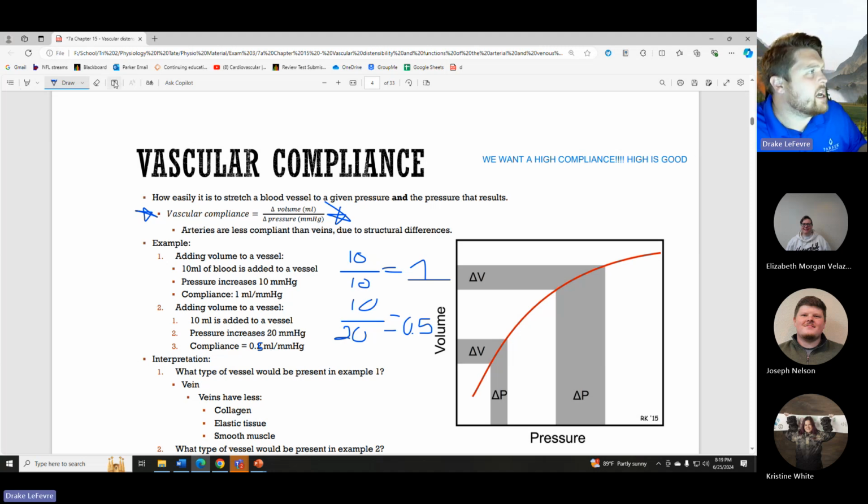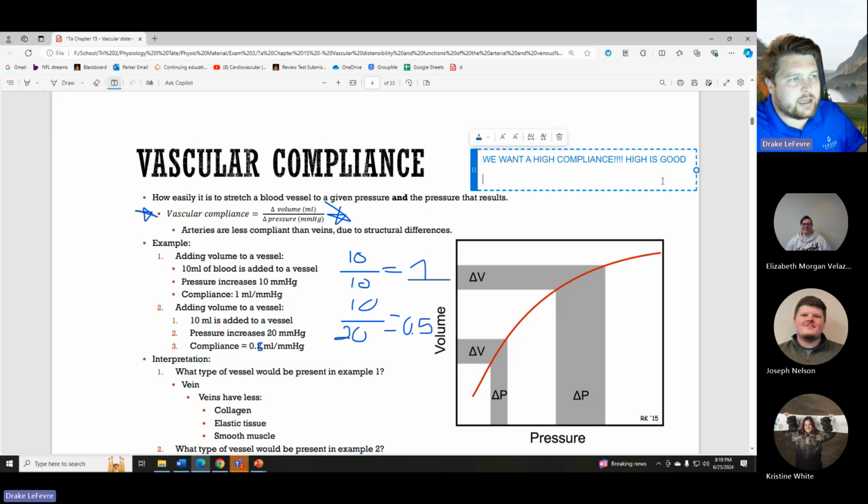So we want a high compliance. A lot of times, most of the test questions you're going to get, and one of the activities he's going to have you do, is compare compliance. I think you do this in lab. There are questions where he has a son versus a dad, where they have the same exact blood pressure, and they add the same amount of blood, but the pressure changes are different. So typically, we will see that older patients are less compliant in their vessels, and just about everything else too.